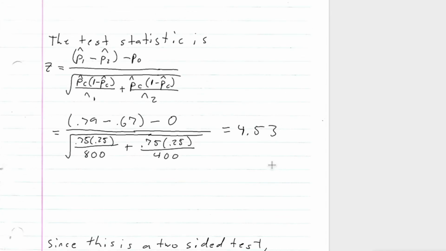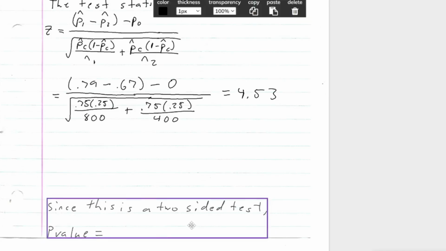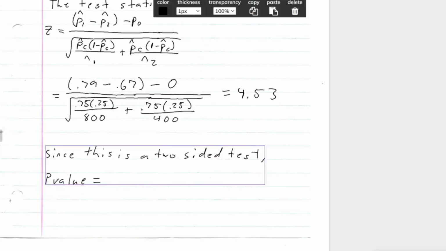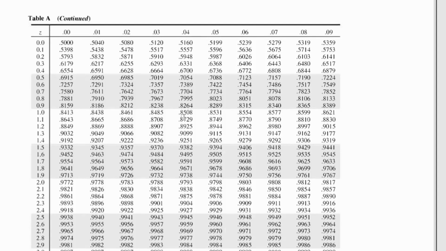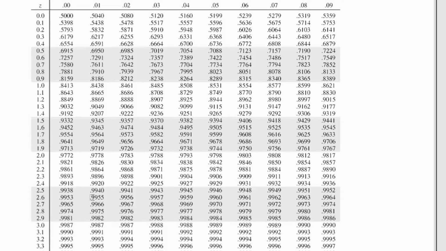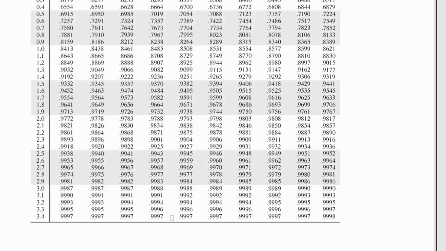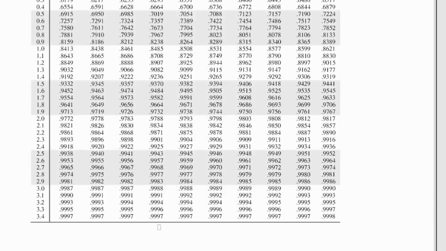All right. So since this is a two-sided test, as you can see, I have that here. Since this is a two-sided test, first off, our z is 4.53, which if we go to our table, 4.53 is not even on there, so the probability of z being bigger than that is basically 0, okay? So let's go ahead and go back.